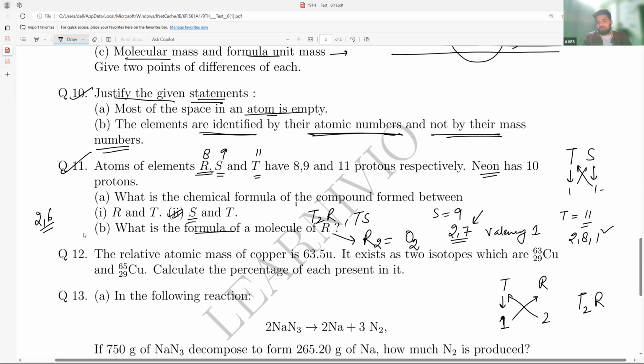Okay, got it? Question number 12. You understood this question or not? Tell me first. Yes, sir. Question number 12. Yes. You do question number 12.